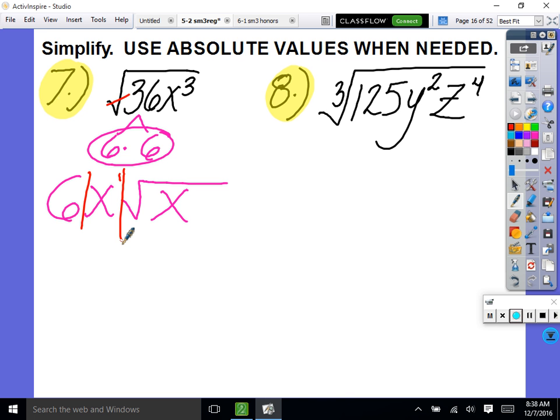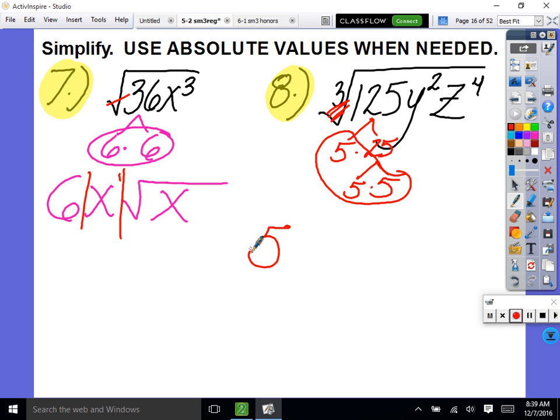Number 8. 125 breaks down into 5 times 25. And 25 breaks down into 5 times 5. We're pulling out groups of 3 this time. So we'll pull out a 5. Now y squared. Can we pull out 3 of those? Nope. So I'm going to go off to the side, and you're not going to make the mistake. Today you're going to be really careful. Do not write square root. I will mark that wrong on the test. It's a cube root. So put the 3 in there. Left underneath was nothing with numbers. There's a y squared left underneath.